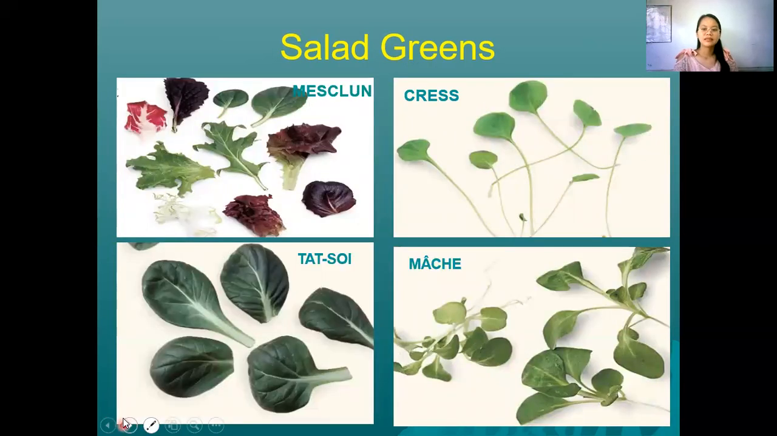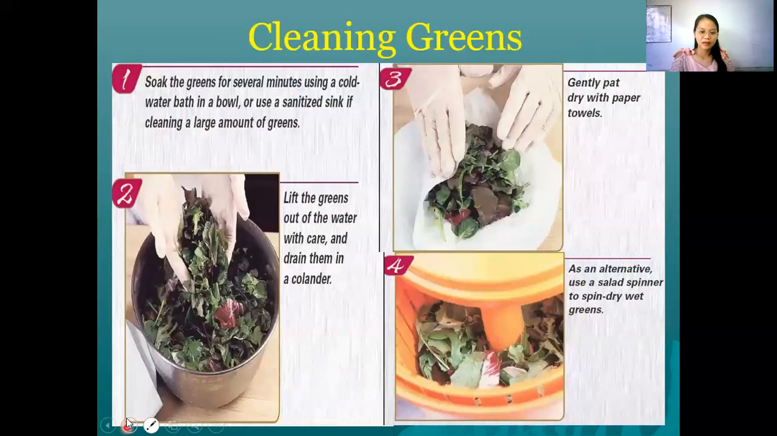Okay, and then for the salad greens that are added to add flavor, we have mesclun, crisp, tatsoi, mache. Okay, so those are the salad greens. Now let's proceed on cleaning the greens. So how would you properly clean the greens?